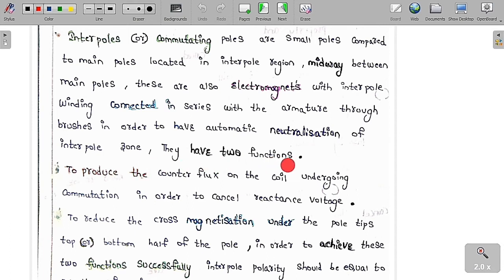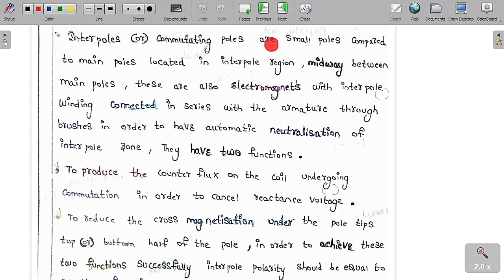They have two functions: to produce the counter flux on the coil undergoing commutation in order to cancel the reactance voltage, and to reduce the cross magnetization under the pole tips, top or bottom of the pole. In order to achieve these two functions successfully, interpole polarity should be equal to the polarity of the main pole ahead of generator rotation.